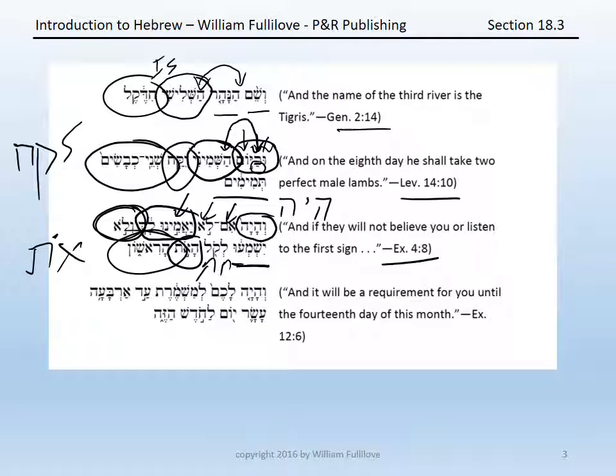And finally, Exodus 12:6. V'haya lachem lemishmeret ad arba'a asar yom lachodesh hazeh. And it will be for you a requirement, ad, the preposition until, arba'a asar, 14, yom, day, lachodesh hazeh, of this month, for this month. So this is the ordinal, the 14th day, but because it's above 10, you simply use the same form you would use with the cardinal number 14.